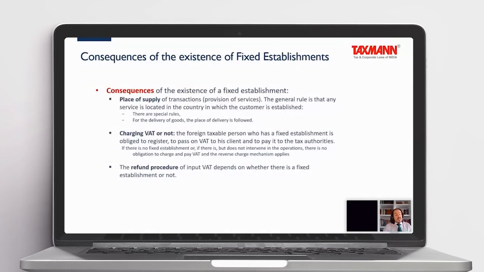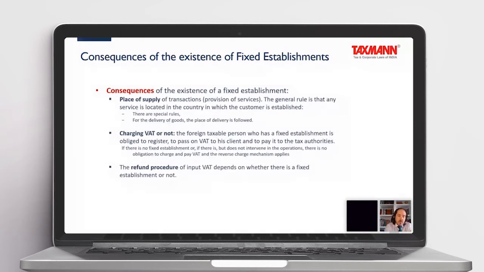And finally, the existence of a fixed establishment is related to the refund procedure. Because if a foreign company has a fixed establishment in Spain or in Italy or in France, this foreign company will have to charge VAT, and any VAT paid for the acquisitions of goods and services will be recovered, will be refunded through this normal procedure. You charge VAT and you recover VAT paid on your acquisitions.